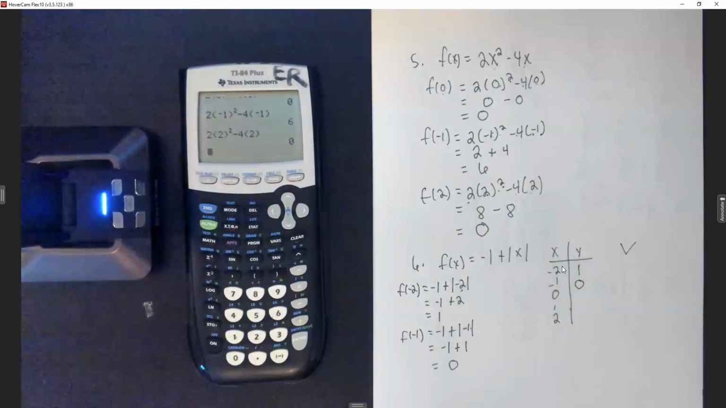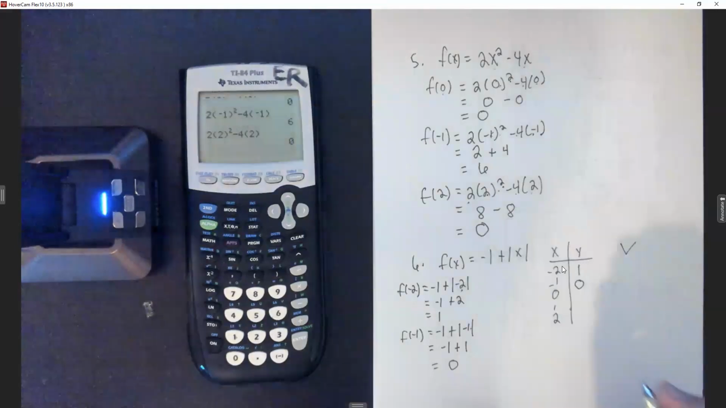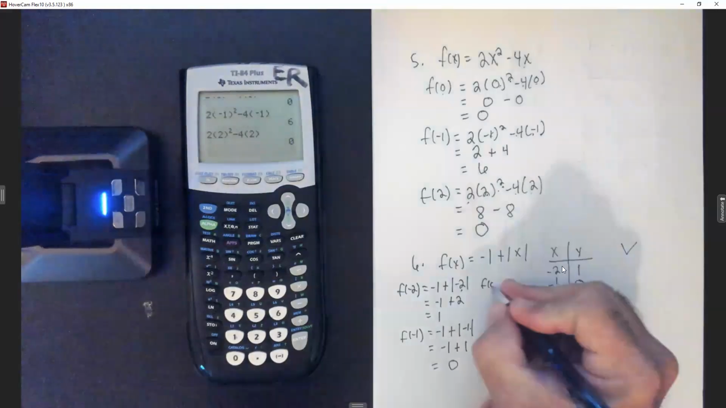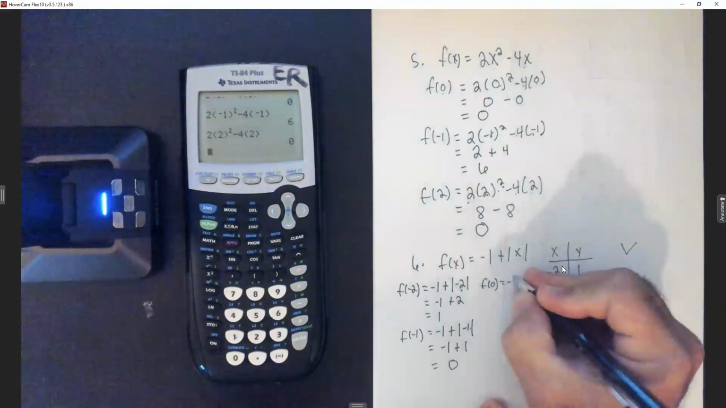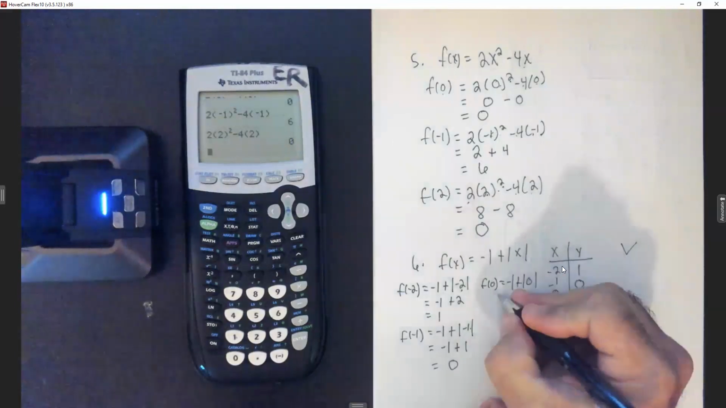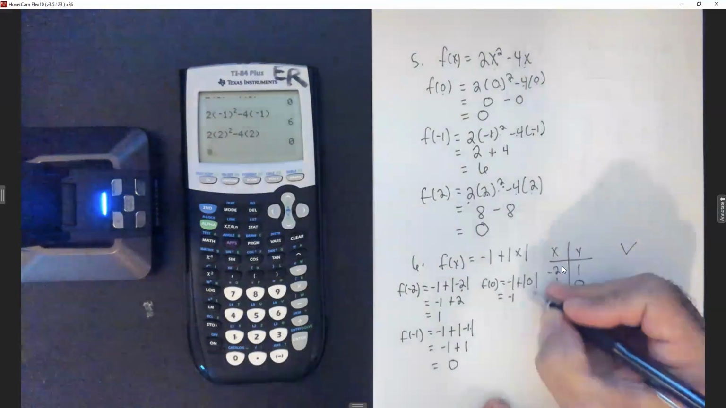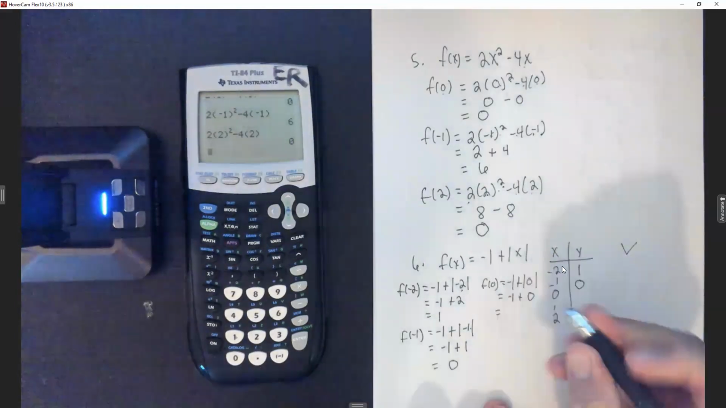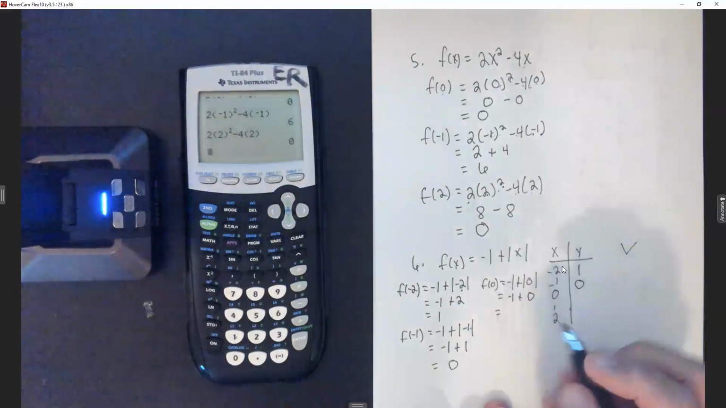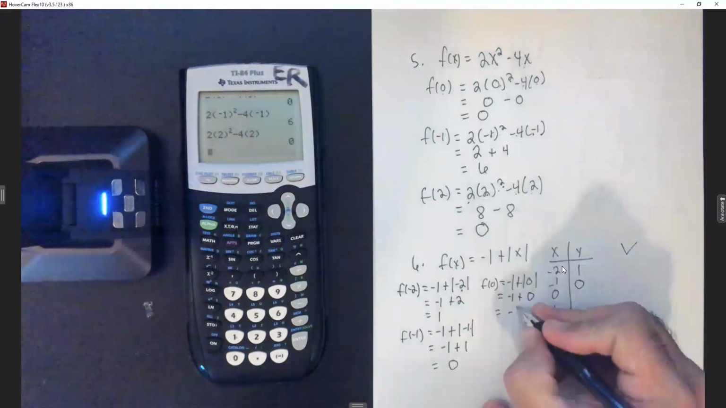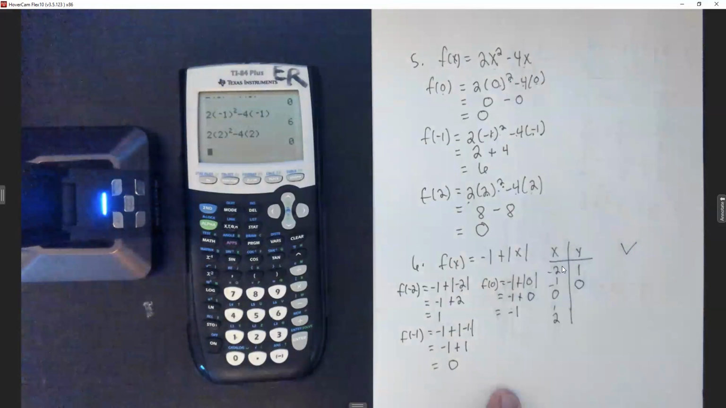All right, what's next? F of 0 will equal negative 1 plus the absolute value of 0, which will be negative 1. Absolute value of 0 is 0. And negative 1 plus 0 gives you a negative 1. Now, we'll knock this out on the graph in a second.